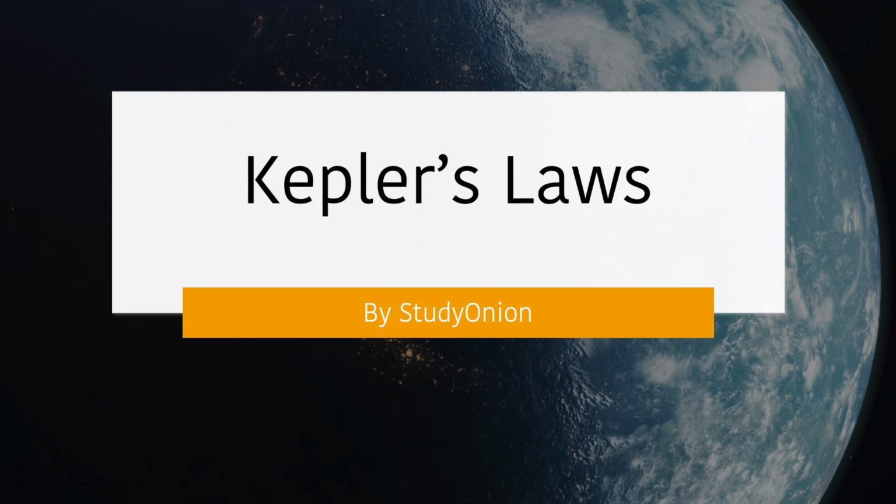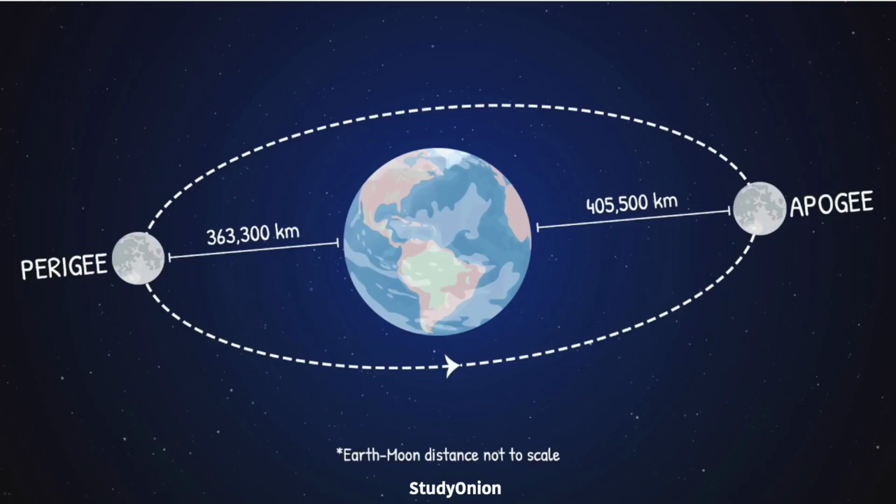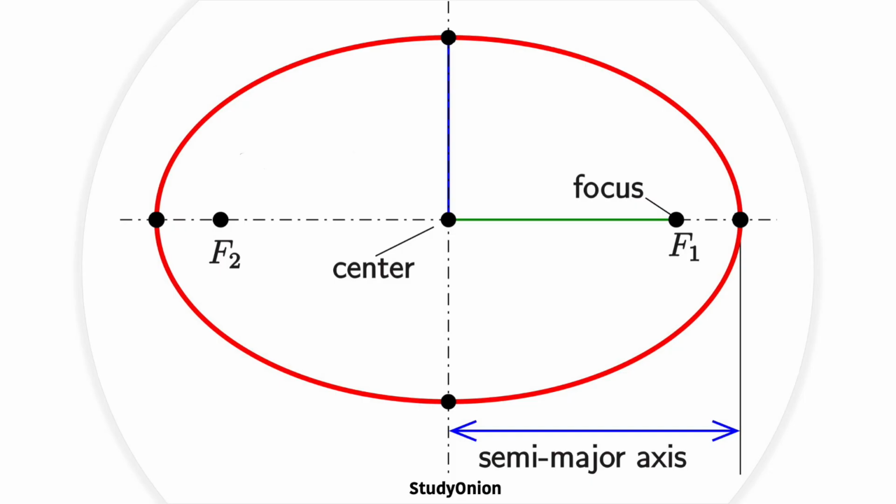Let's get started! So the first thing we need to review is what is perigee and what is apogee. Perigee is the closest distance between the Moon and the Earth in its orbit around the Earth, standing at 363,300 kilometers, and apogee is the furthest distance from the Earth in the Moon's orbit, and that stands at 405,500 kilometers.